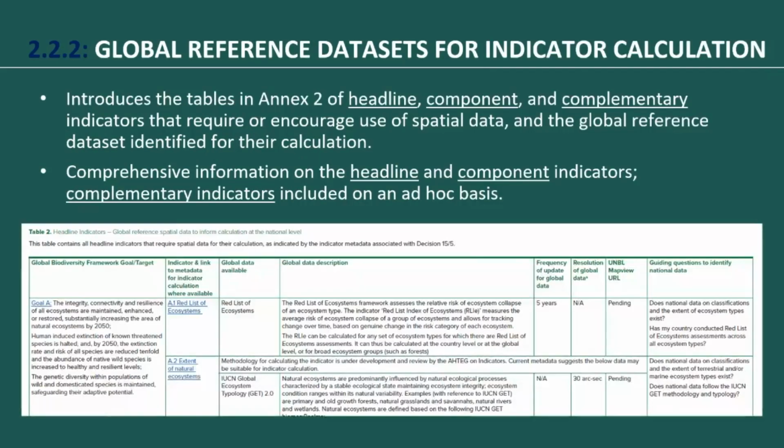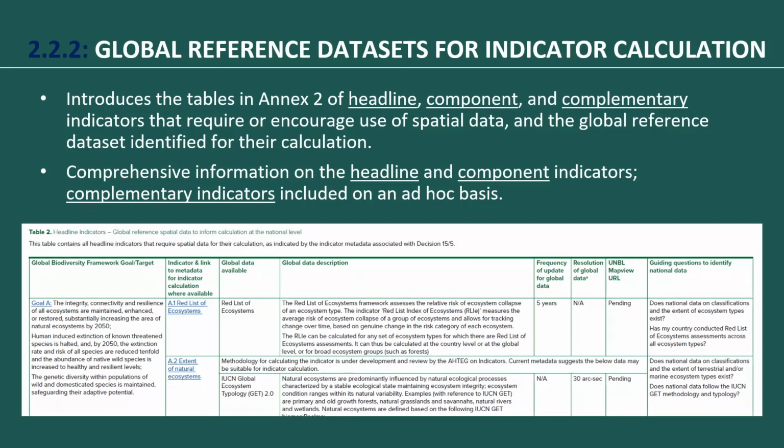All right, so I know there's a whole lot of text on this slide and you can't see the screenshot well. Don't worry, I'll walk you all through it in detail. So in section 2.2.2, we get into the heart of our data in the guidance. Here we link to data tables for headline, component, and complementary indicators that can be calculated with spatial data, along with global reference data for the calculation of each of these indicators.